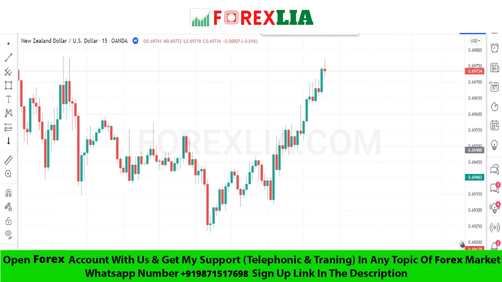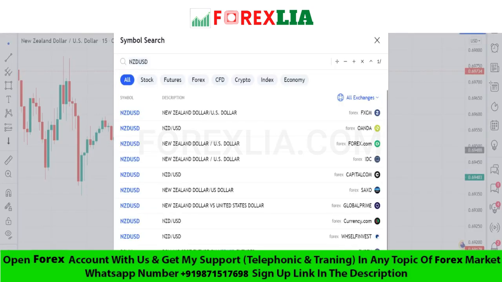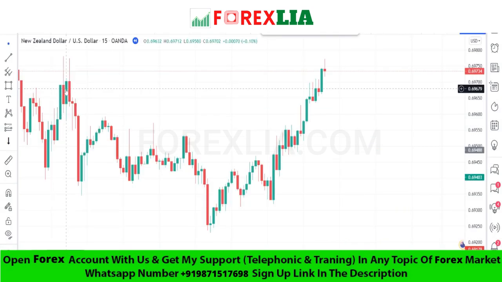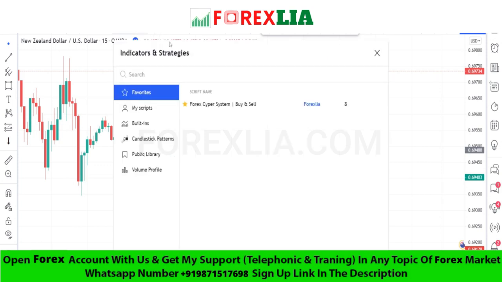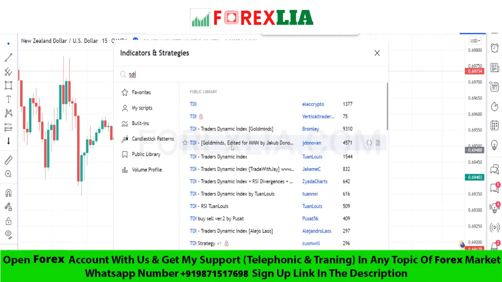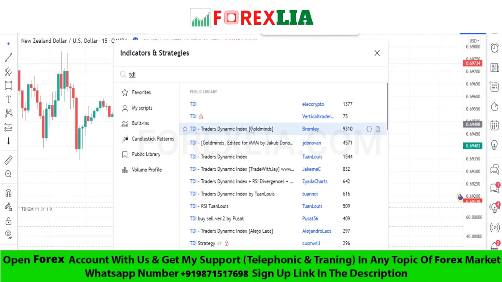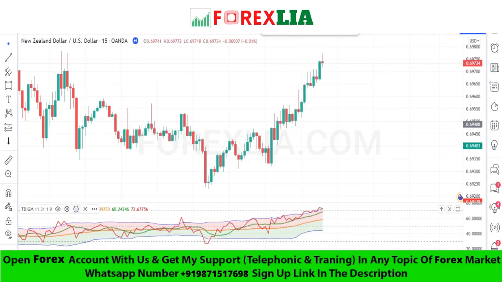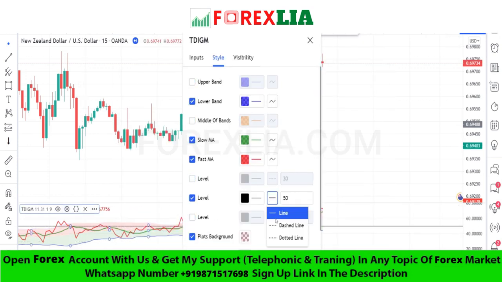Today I am going to share with you a risk-free Forex trading strategy. First we open NZD USD in the 15 minute time frame. For this strategy we need the TDI indicator, with some settings changed.